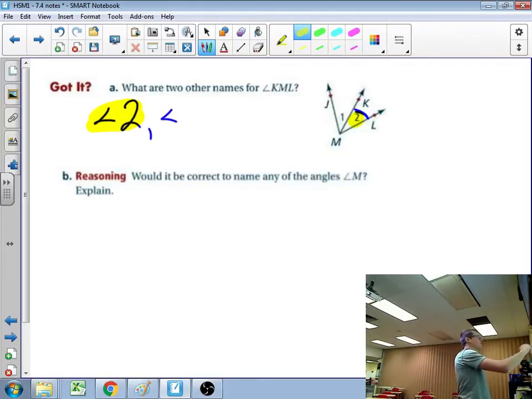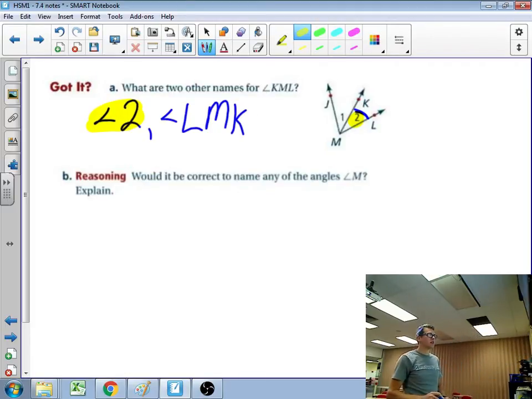One other way, my apologies, is L, M, K. So I'll make that capital to match. And again, my M, my vertex, is in the middle.